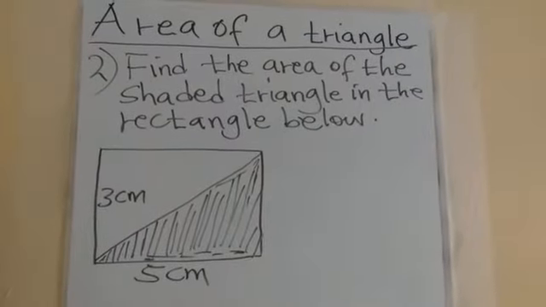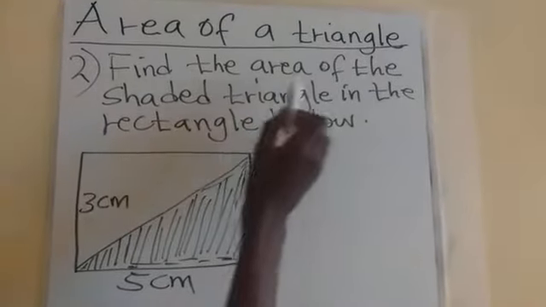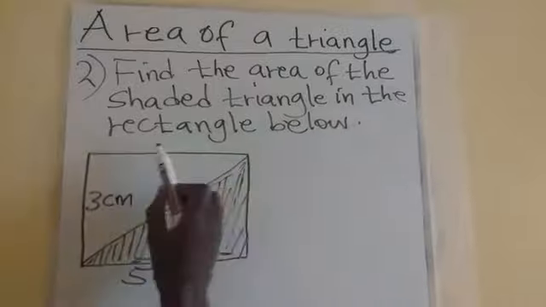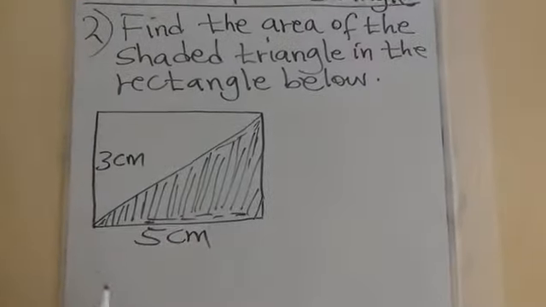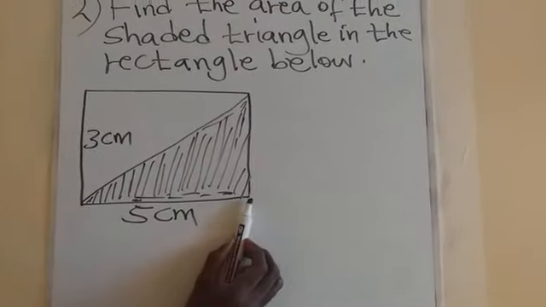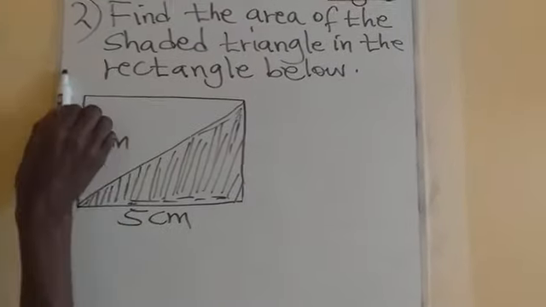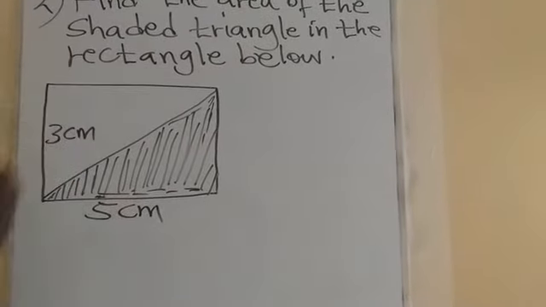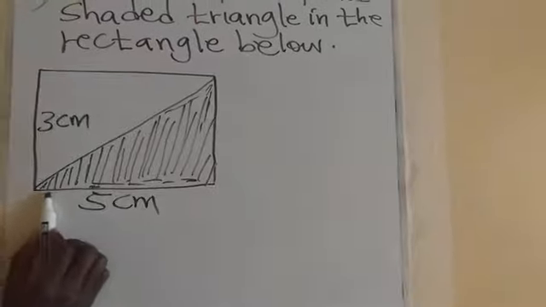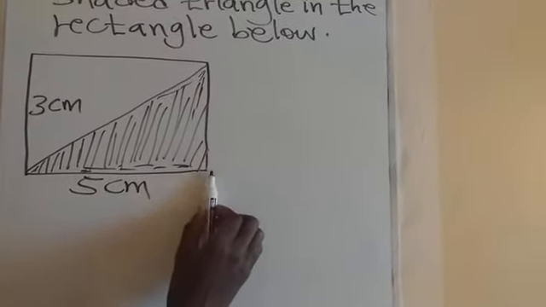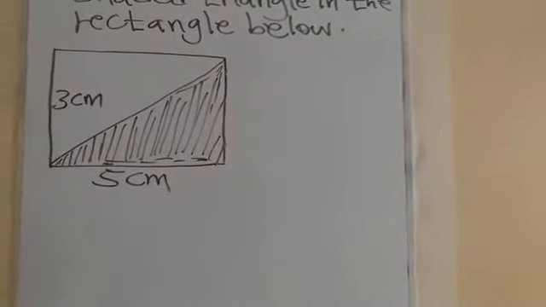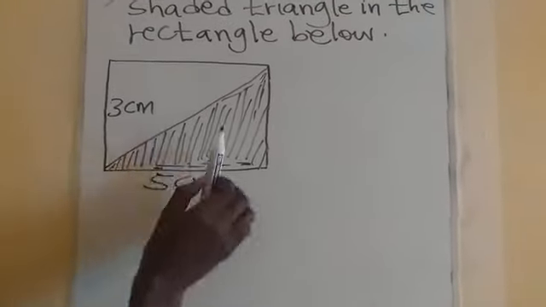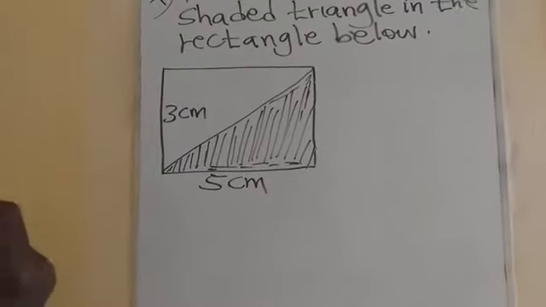This is our second example. Find the area of the shaded triangle in the rectangle below. So the dimensions: this is the length of the rectangle, and this is the height or the width of the rectangle. But this is the base of the triangle and the height of the triangle. Now to find the area of this shaded part, we have two ways.